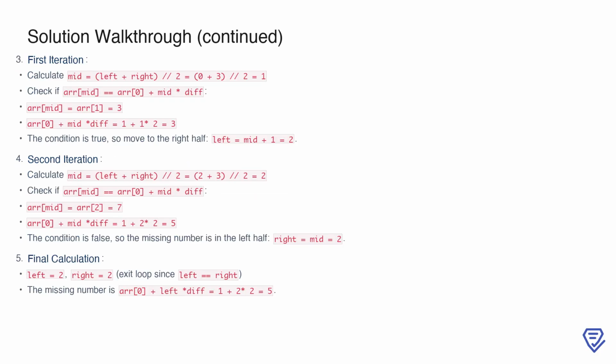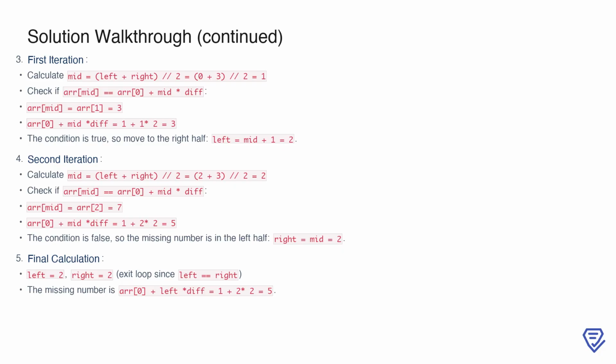In the first iteration of binary search, we calculate the middle index, mid, as (left + right) // 2. With left equals 0 and right equals 3, we get mid equals 1. Checking the value at arr[mid], we find that arr[mid] is 3, and the expected value is arr[0] + mid * diff, which evaluates to 1 + 1 * 2 equals 3. Since this condition is true, the missing number must be in the right half of the array, so we update left to mid + 1, which is 2.